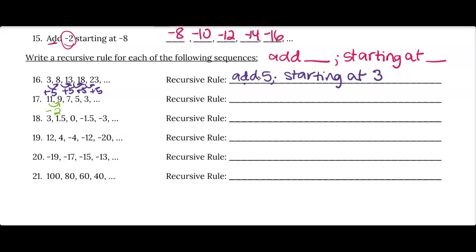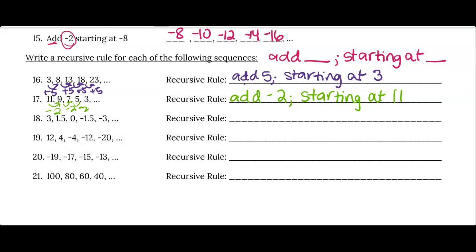You might have noticed that these sequences are the same as the sequences at the top of the page. I did that on purpose so that you wouldn't have to keep doing the math over and over. So since we knew that 17 was adding negative 2, we'll just add negative 2 starting at 11. So what do we add and where do we start?